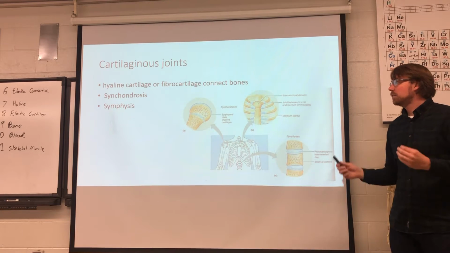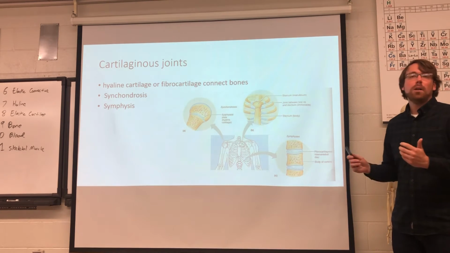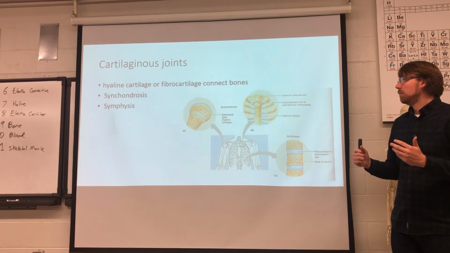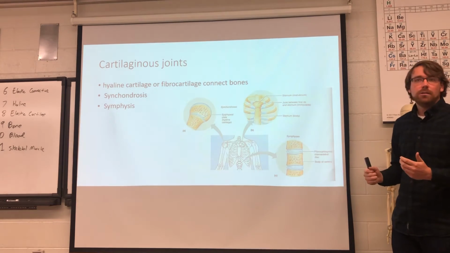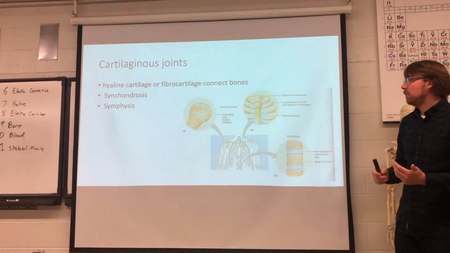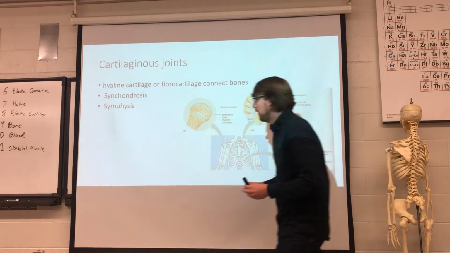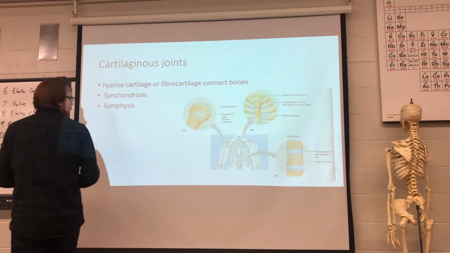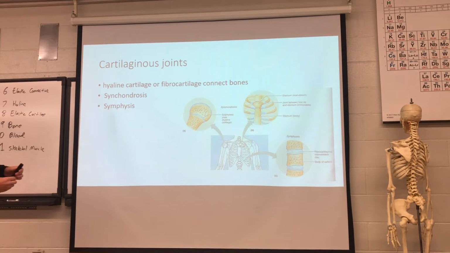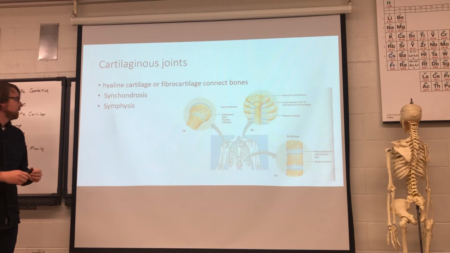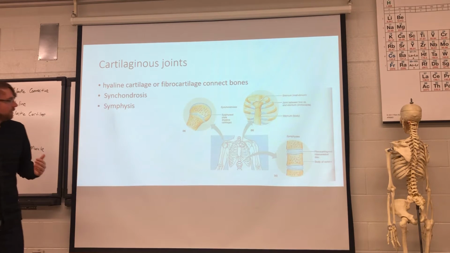Okay, this is going to bring us to the cartilaginous joints. So cartilaginous joints are either going to be hyaline cartilage or fibrocartilage connecting bones. There are two different types of these. So there are synchondroses and symphyses.